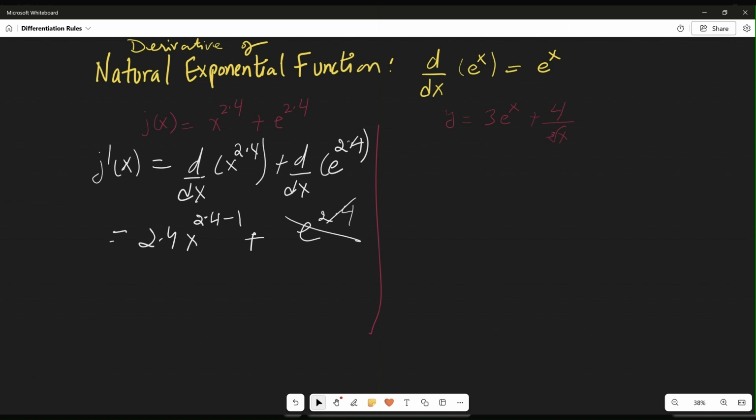So that's the most commonly made mistake, that we have to pay attention that there's no e to the x, which is a variable. And in this scenario, this is simply just a constant, a big number, e raised to 2.4. Therefore, the derivative of this function, e to 2.4, is a 0. Therefore, the answer for this function derivative is 2.4 x.